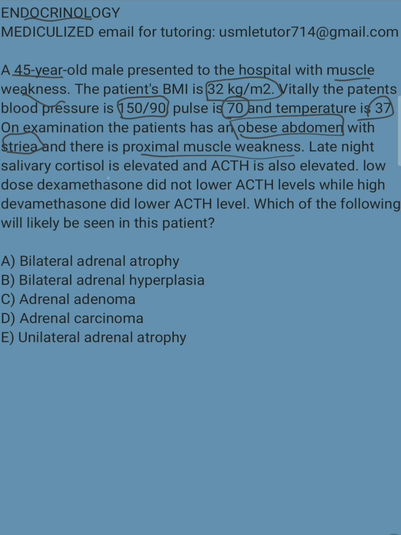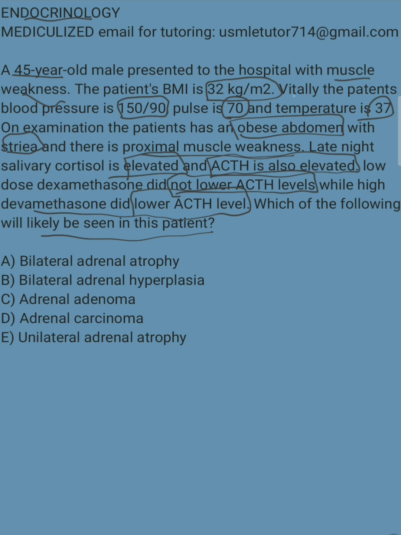Late night salivary cortisol is elevated, so that's Cushing's. ACTH is also elevated, so then we have to know that it is ACTH dependent Cushing's. Low dose dexamethasone suppression test did not lower the ACTH level, so that confirms that it is Cushing's, while high dose dexamethasone did lower the ACTH levels. So which of the following will likely be seen in this patient?